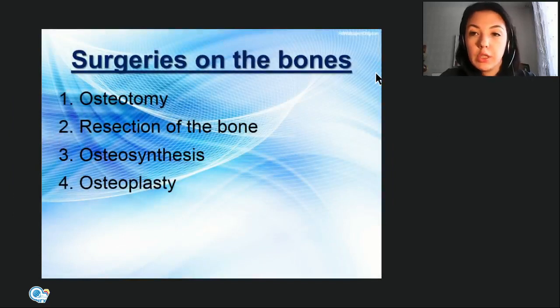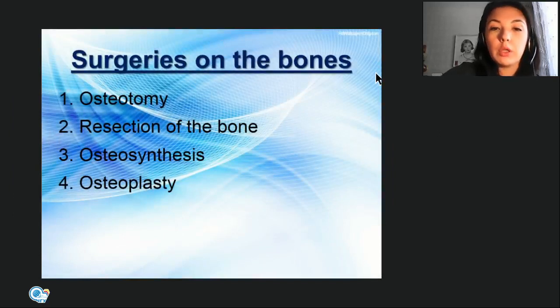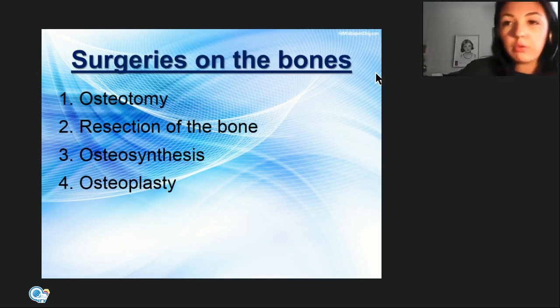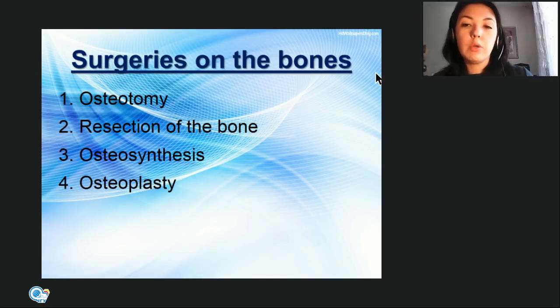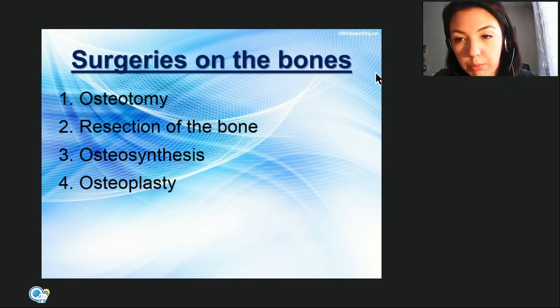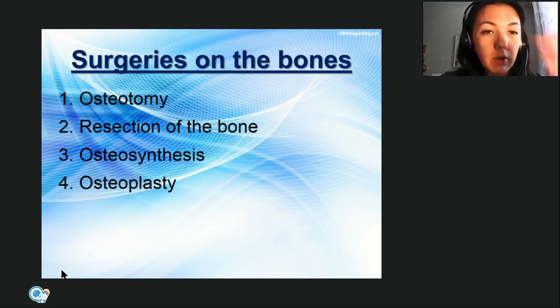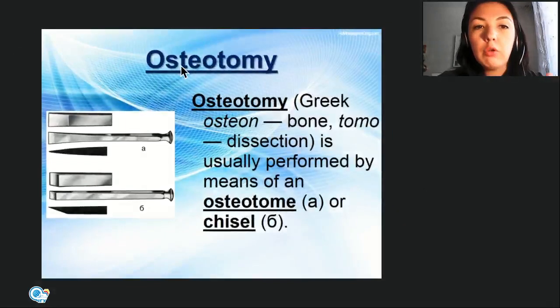Which surgeries are performed on the bones? So it is, as always, osteotomy. I hope now you understand from the name what this surgery is about. Resection of the bone, osteosynthesis, and osteoplasty. These are 4 main types of surgeries on the bones. We'll discuss some more at the end, but these are the 4 main types. So we'll start with osteotomy.